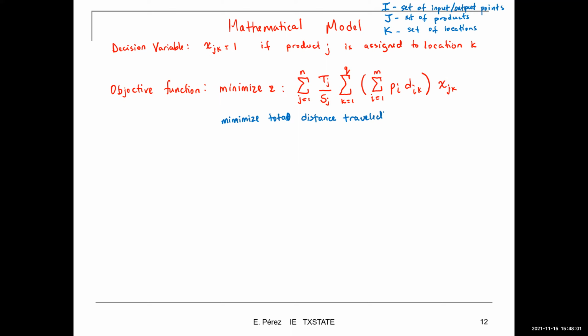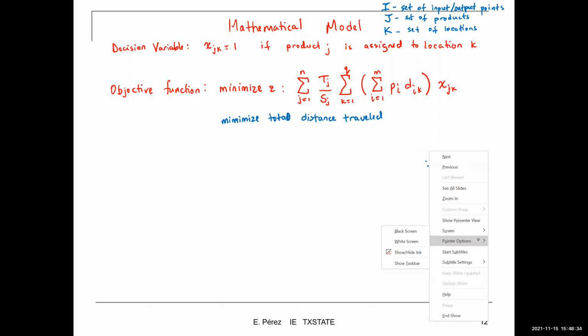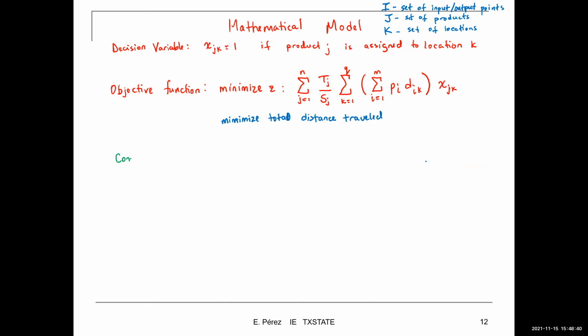So we have the decision variables and the objective function. Now we want to define our constraints. Okay, so we know we want to make decisions in terms of where to place each product in the warehouse. We know we want to make those decisions based on the distance traveled, and we want to minimize distance traveled. So our decisions are going to be directed towards that objective function. And now we have some constraints. They're basically constraining our decisions. So these are the constraints.